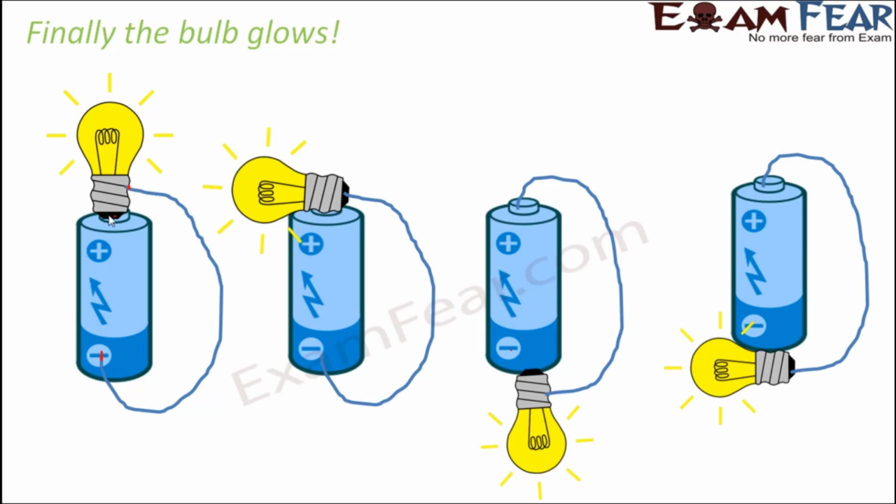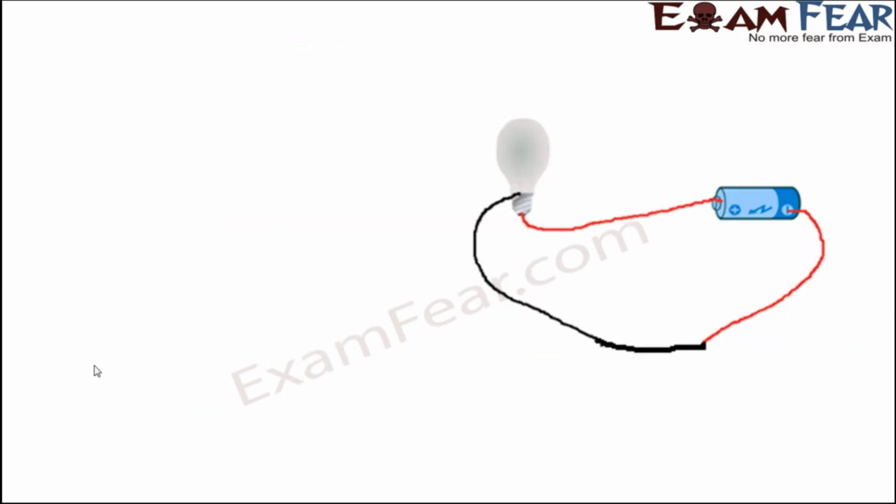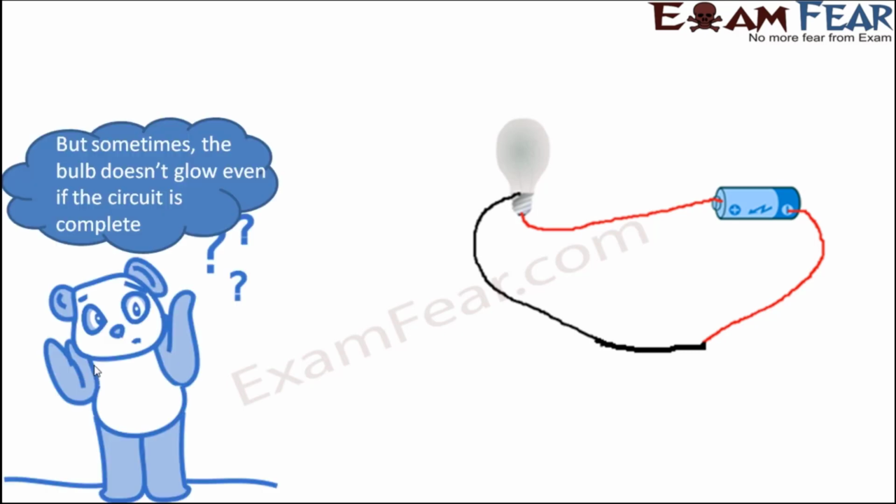So in each of these you see you have a complete conducting path from positive to negative terminal of the battery. So now we saw a lot of criteria which are important for a circuit to be complete, for electric current to flow through the circuit, and for the bulb to glow. But sometimes we observe that the bulb doesn't glow even if the circuit is complete, even if the circuit contains only conducting materials. Even then the bulb doesn't glow.